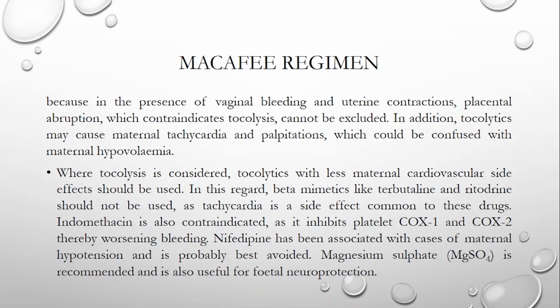Yes, because in the presence of vaginal bleeding and uterine contractions, placental abruption, which contraindicates tocolysis, cannot be excluded. So one has to be careful on the type of tocolysis that you may use. Where tocolysis is considered, tocolytics with less maternal cardiovascular side effects should be used. In this regard, beta mimetics like terbutaline and ritodrine should not be used because tachycardia is a common side effect of these drugs.